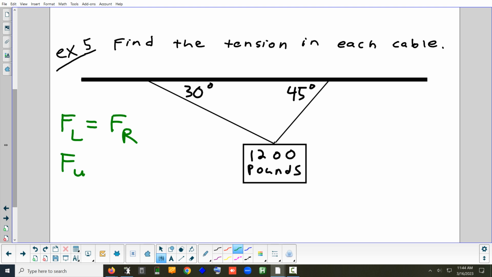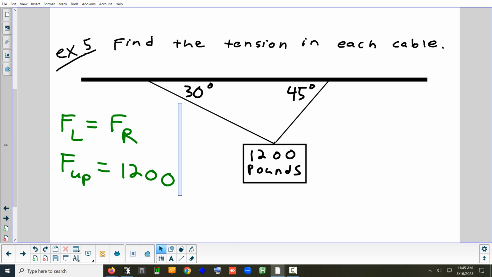Let me think of a better way to write that. The force up equals, well, we know the force down. What's the force down? We don't have to guess what force down is. It's gravity. It's the 1,200 pounds. That's the only number we can put in really easily. Any question on that concept? Up and down is equal to each other, and left and right is equal.